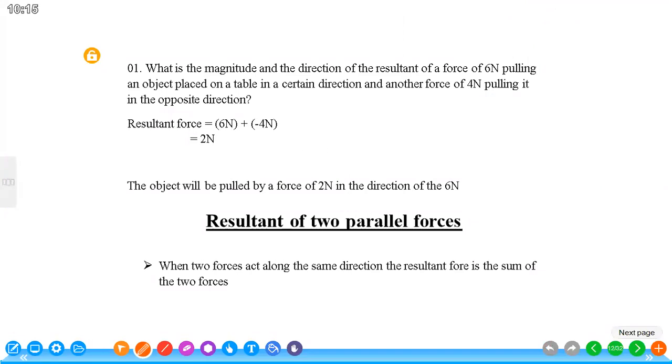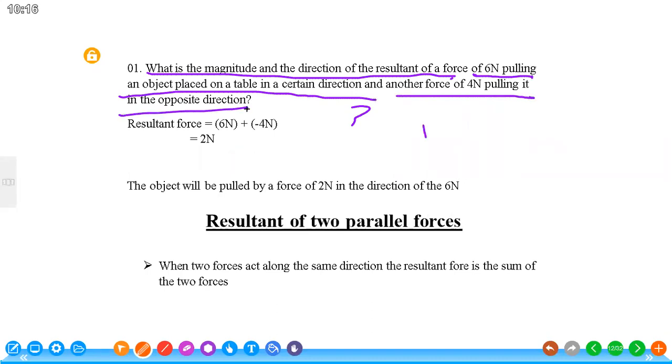Right, now we are going to do one example. What is the magnitude and the direction of the resultant force? A force of 6 Newton pulls an object placed on a table in a certain direction, and another force of 4 Newton pulls it in the opposite direction. This is the question for you. First, show the figure.